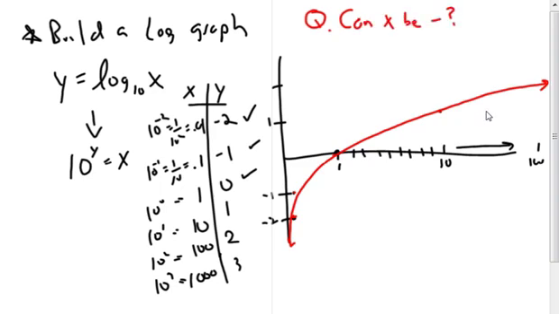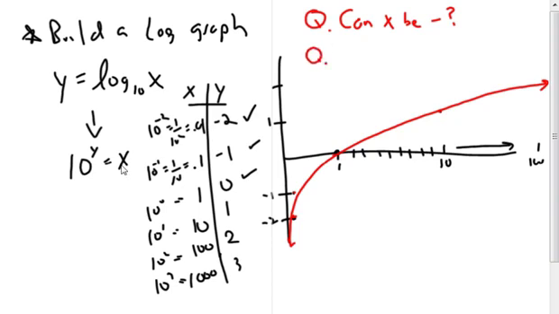So let's discuss the domain and the range. Thinking about the domain, we're looking at limitations on the x. Clearly, the x value is going to go over here to infinity. We want to know, does this thing ever cross the y-axis and go negative? So can x be 0 or can x be negative?